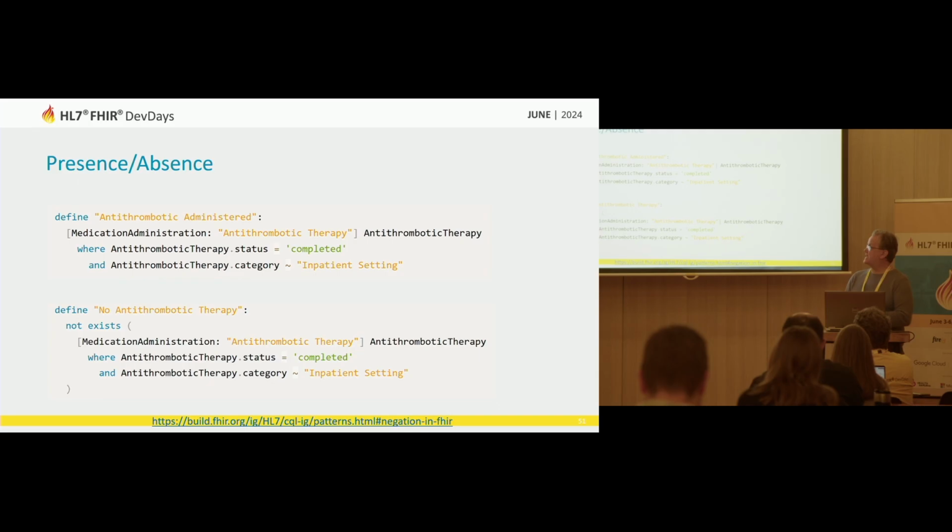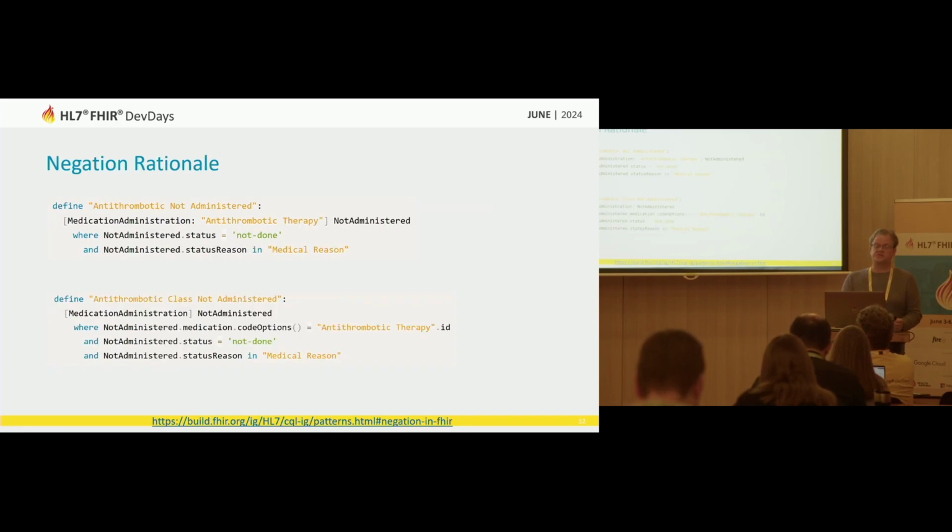So just looking at presence and absence is just what you'd expect. Is it there or is it not there, right? We just use existence and not existence. And on the closed world assumption, we can say that. Negation rationale then actually says, I need you to tell me this administration, I'm looking for this. If it's not there, you need to tell me why. And so I'm looking for a medication administration with a status of not done and a status reason in that medical reason value set. And that's that same class not administered.